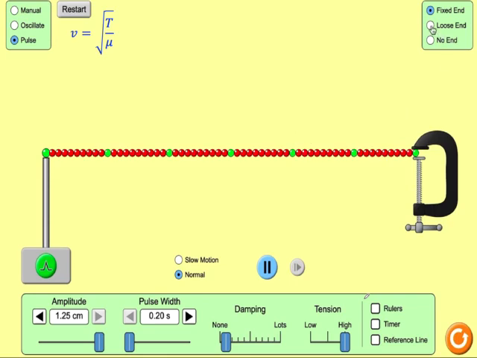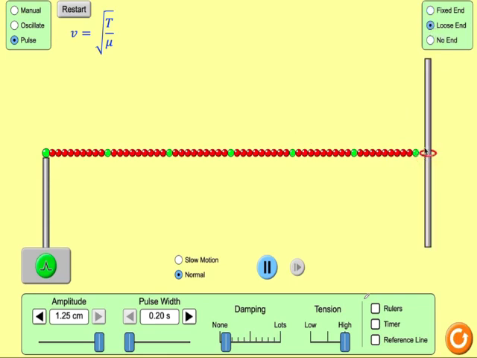What happens if you leave it as a loose end? In this case, there's just a little loop of string here wrapped around this vertical pole. And watch what happens now. So the wave comes in and it bounces back on the same side, because it's free to move. This would be like a wave going from a more dense medium to a less dense medium. And so you end up with a reflection that's on the same side.